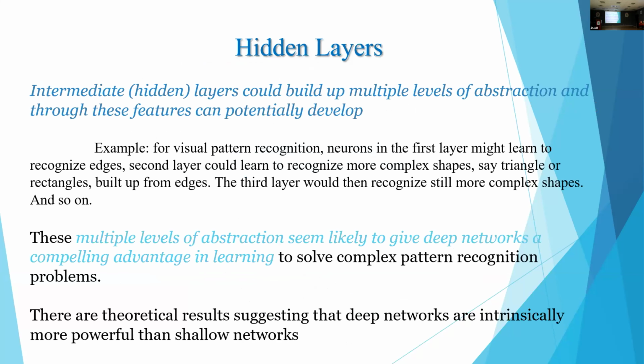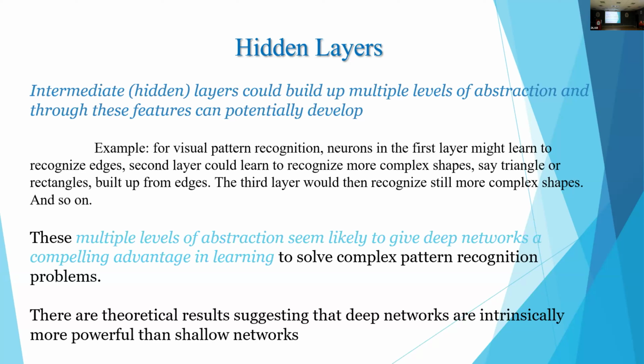So there are certain roles for having hidden layers, the layers between the input layer and the output layer. There are some intermediate layers, we call them hidden layers. And these hidden layers play a major role in the success of artificial neural networks, and of deep learning. These intermediate layers could build up multiple levels of abstraction, and through these, features can potentially develop. The features will be developed through these multiple hidden layers.